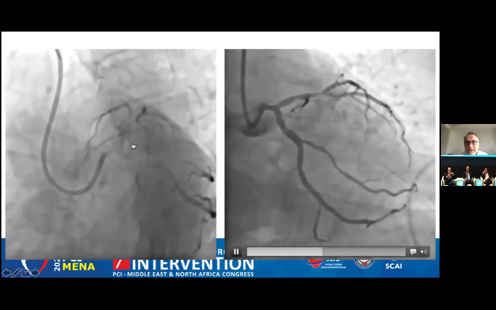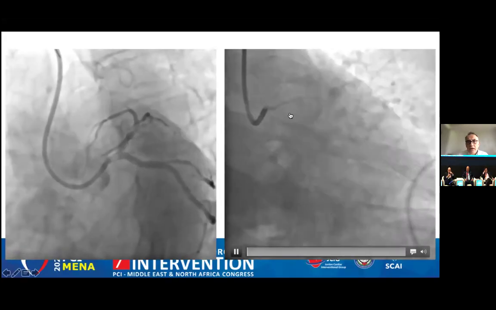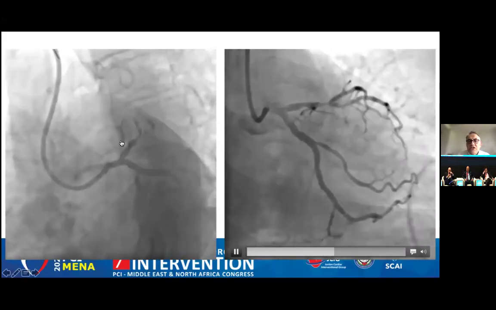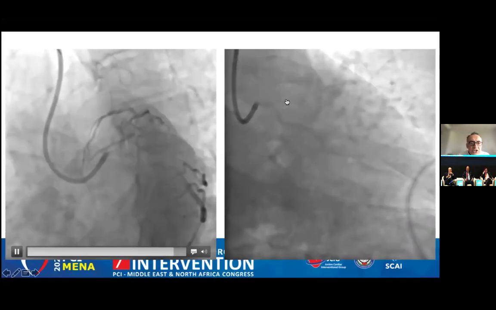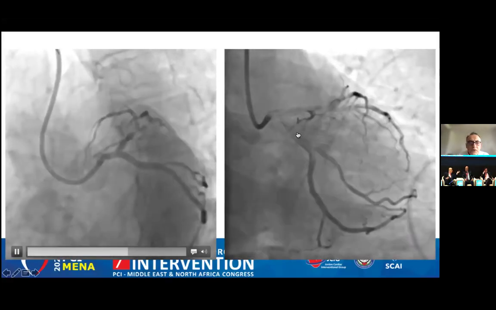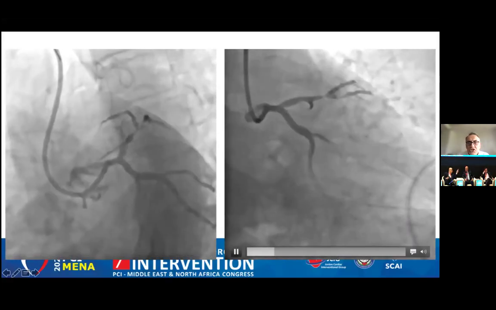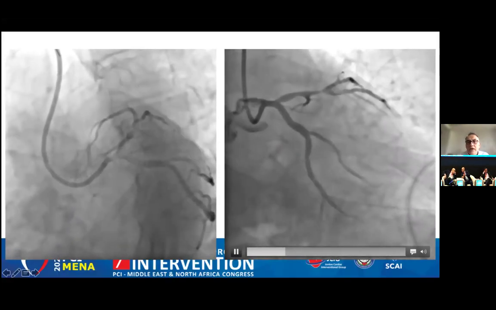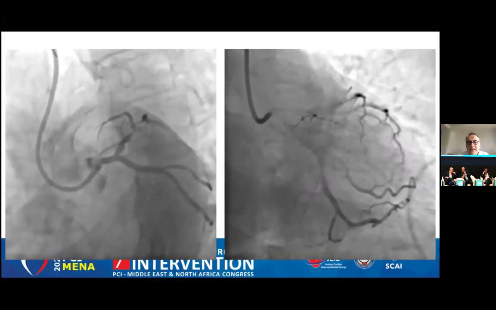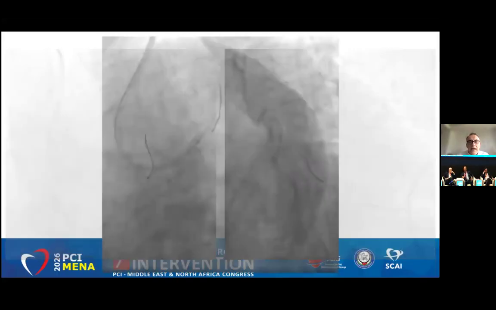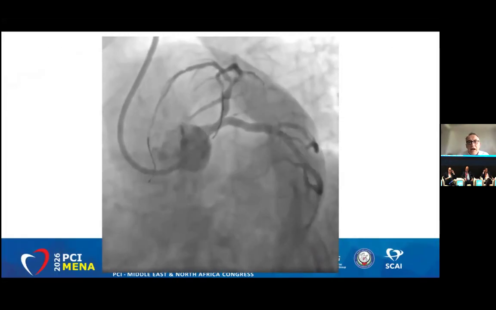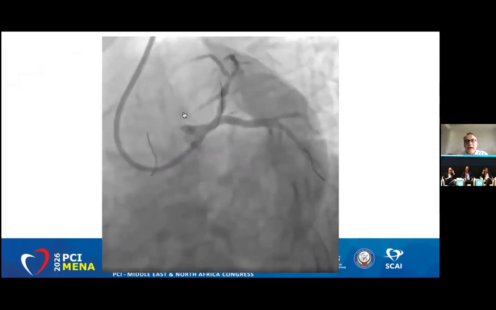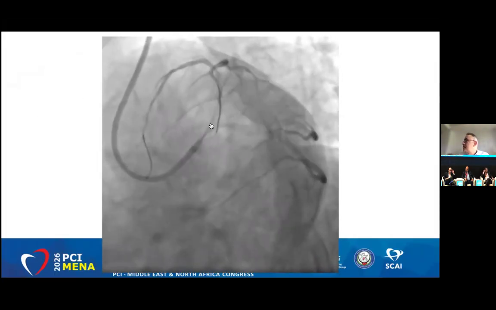What do you think? What is this? This is dissection? It looks like dissection, but it's not actually. This is that branch. I was a little bit confused, but then I see this is a branch, and that branch comes here. It looks like a guidewire-induced dissection, but it's not. And so I wired two branches.